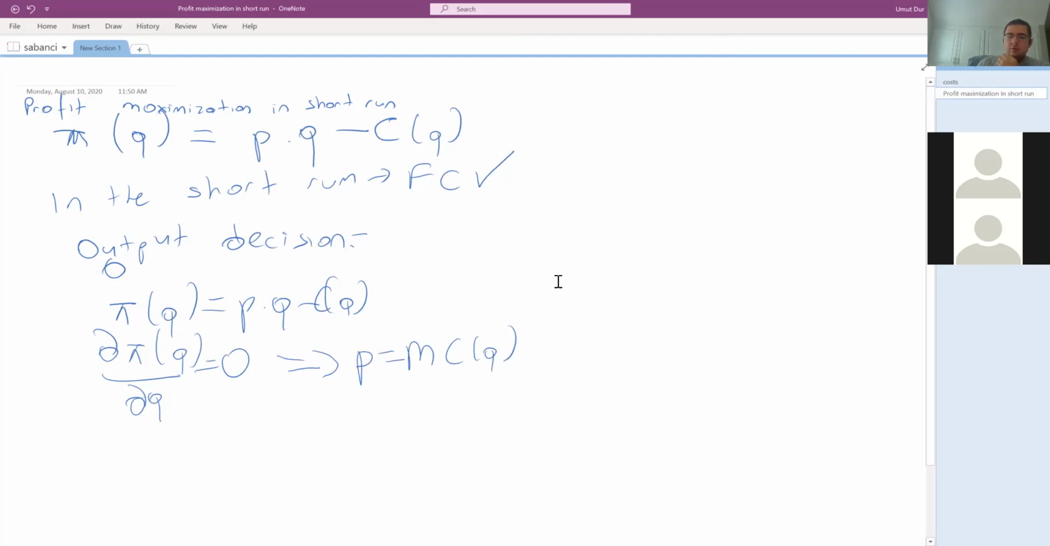So price will be given here. I will say that this is the price, and it will be equal to the marginal cost.